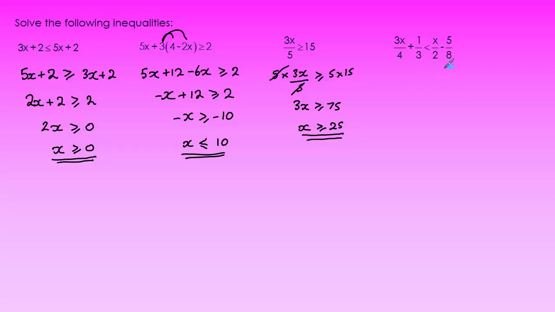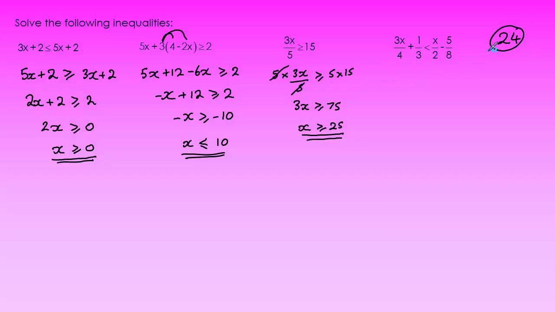Now this last one's fairly tricky. We've got lots of fractions with lots of different denominators, but 4, 3, 2 and 8, there's a common multiple of 24. So let's make all of these fractions so they're out of 24.